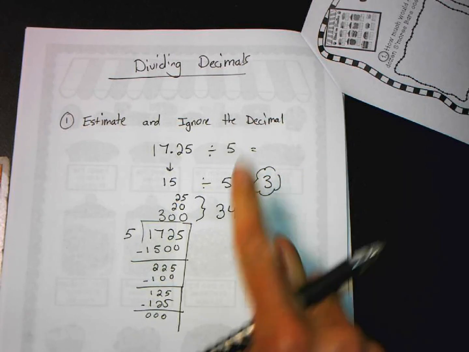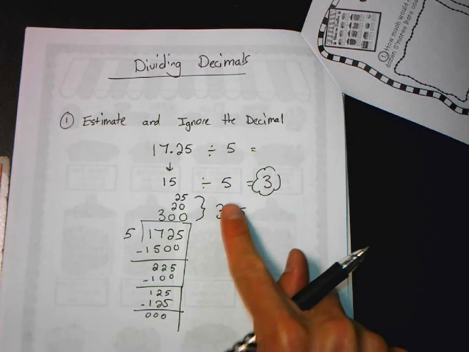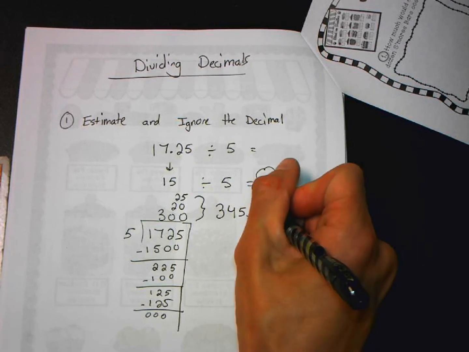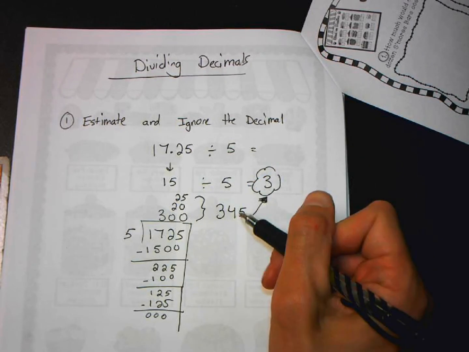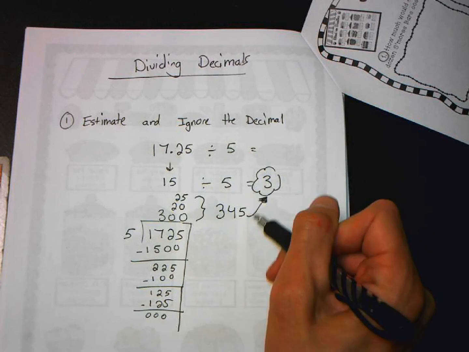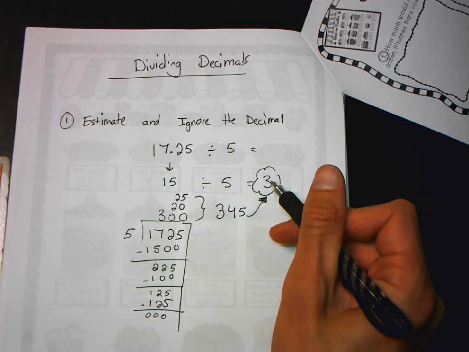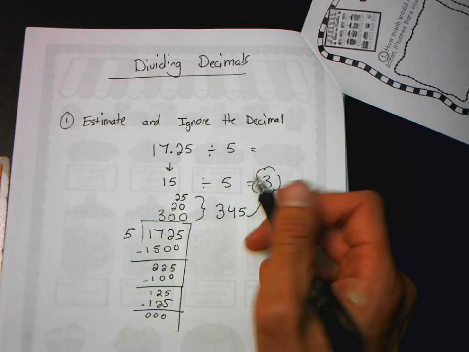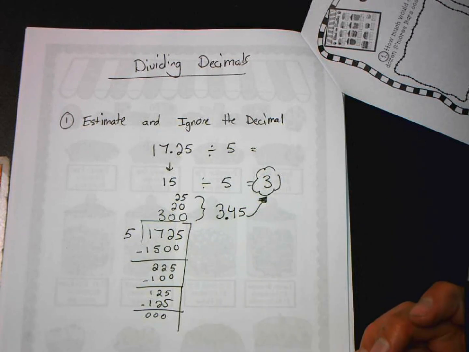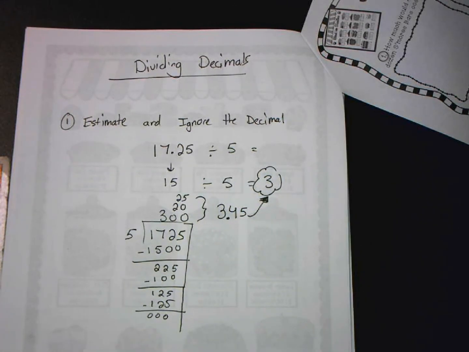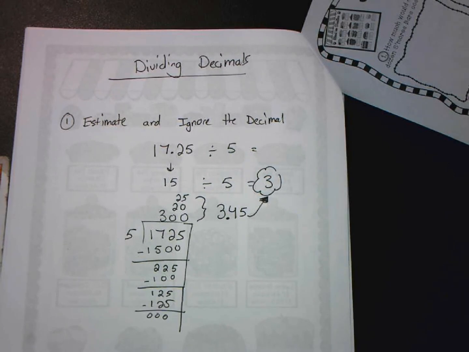345 looks so far away from the whole number 3. So I have to look over here and go, all right, where does the decimal go here in order for my answer to look like 3 whole things, or really close to 3 whole things? Boom. There it is. 3 and 45 hundredths is the correct answer for 17 and 25 hundredths divided by 5. Good luck today.